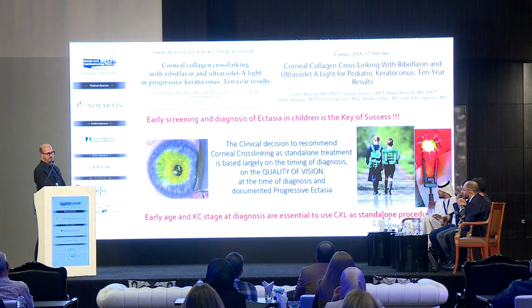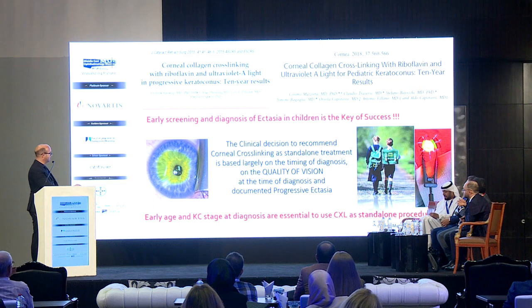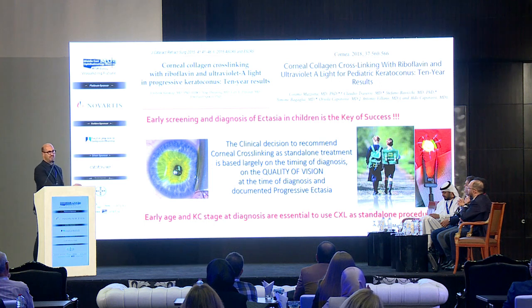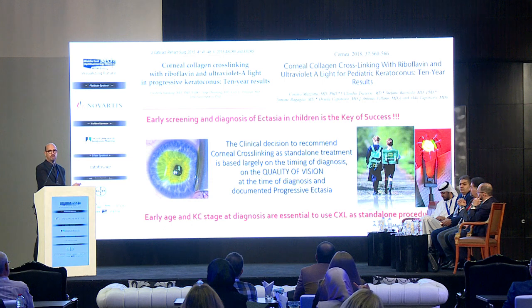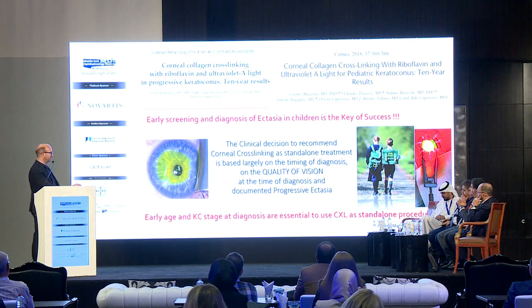But first of all, you know that early screening and diagnosis of ectasia in children is the key to success, because the clinical decision to recommend cross-linking is based on the early diagnosis, to use this procedure as standalone. So you have patients with good spectacle or uncorrected visual acuity, so you can stop the disease or delay the disease progression without needing a refractive procedure or adjunctive procedures.